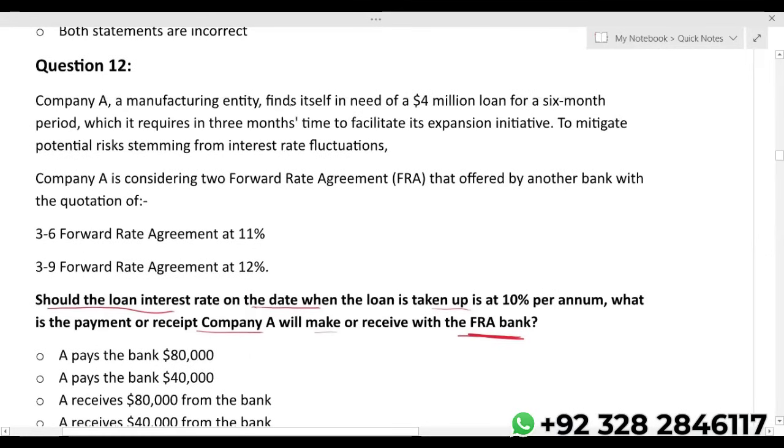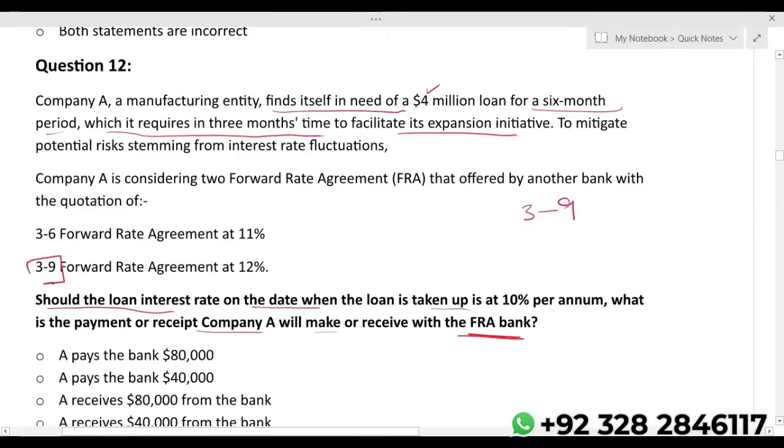Company A, a manufacturing entity, finds itself in need of a 4 million loan for a 6 months period. The time period of borrowing is 6 months, which it requires in 3 months' time to facilitate expansion. So in 3 months' time, they need the loan for 6 months. So the FRA will be 3 versus 9.